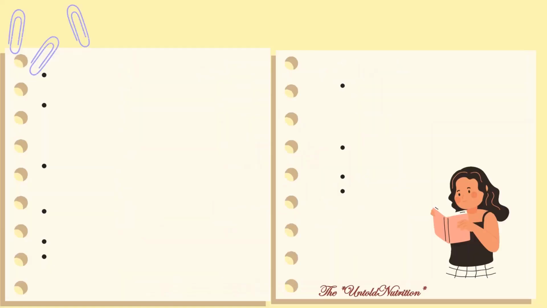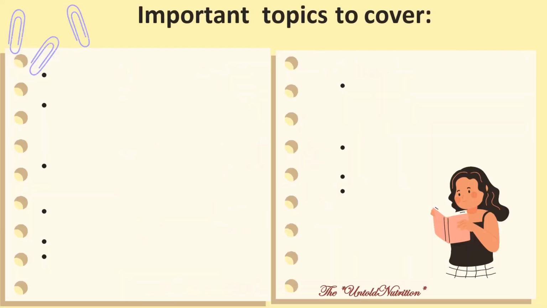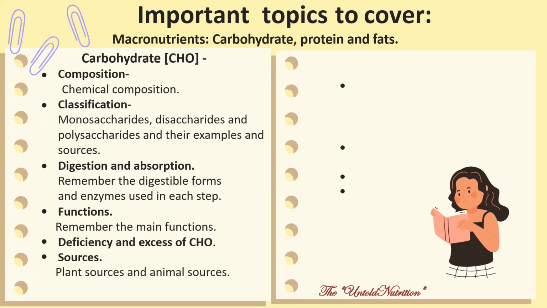Now we will go to the next part, which is important topics to cover. So first of all, you should get clear knowledge about macronutrients, which include carbohydrate, protein, fats, water. So in carbohydrate, read the main topics like I have mentioned here step by step. That is composition. In composition, go through chemical composition. Then classification is the main thing you should remember. Then how digestion and absorption takes place.